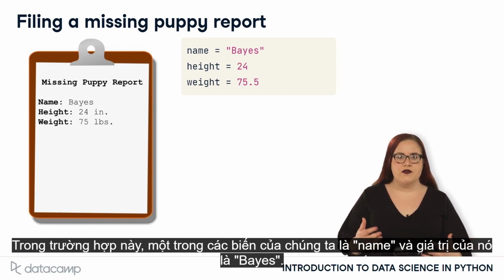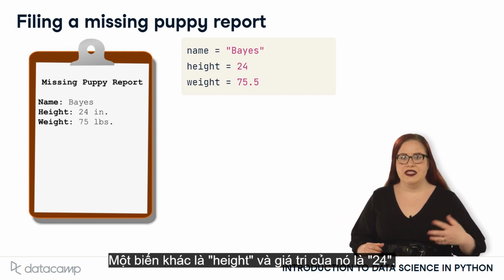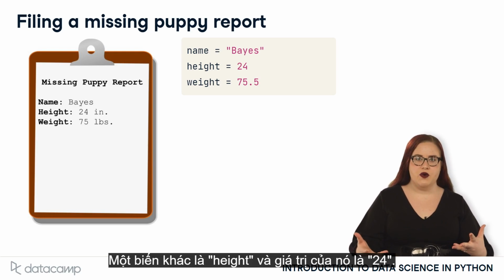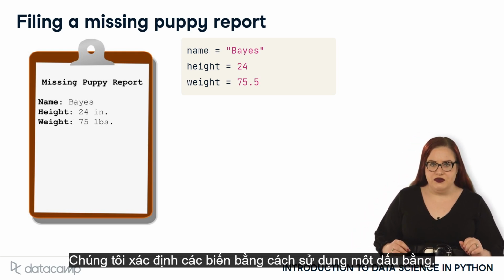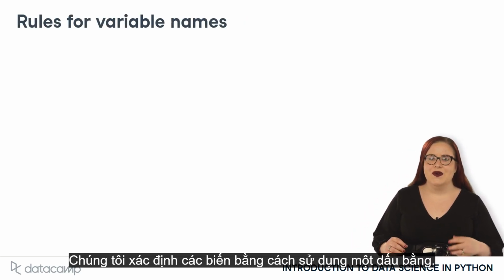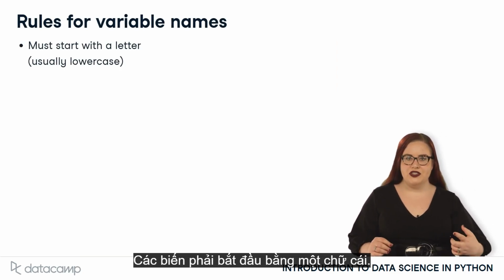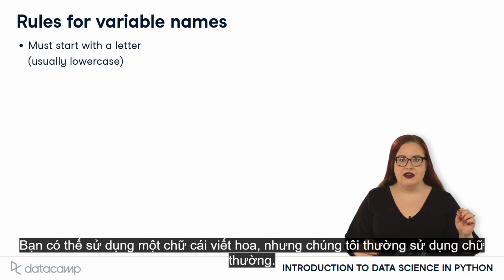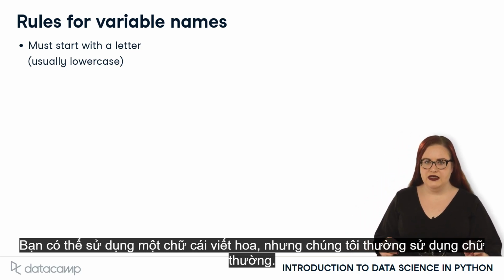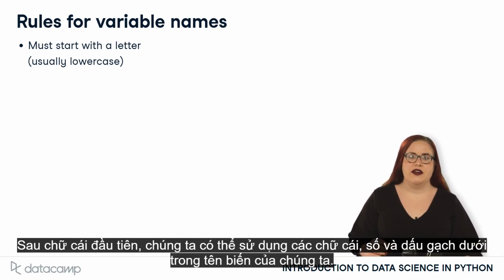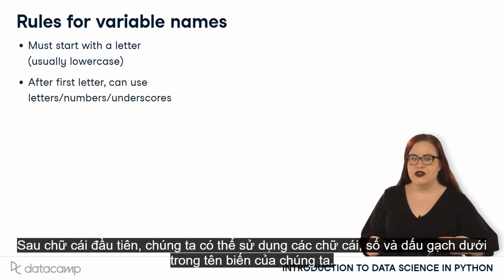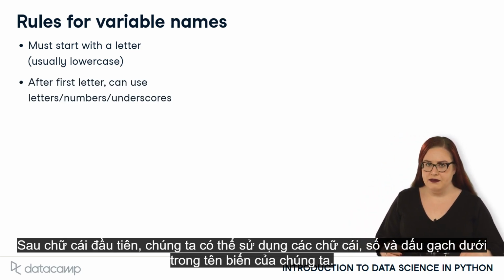In this case, one of our variables is name, and its value is Baze. Another variable is height, and its value is 24. We define variables using an equals sign. When defining variables, we need to follow a few rules. Variables must start with a letter. You can use a capital letter, but we usually use lowercase. After the first letter, we can use letters, numbers, and underscores in our variable name.